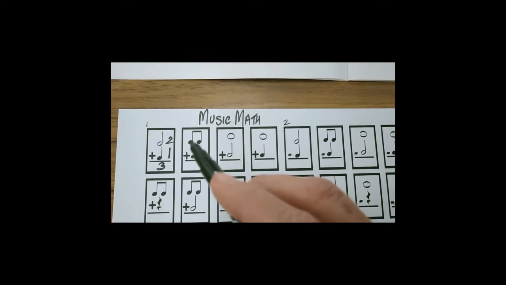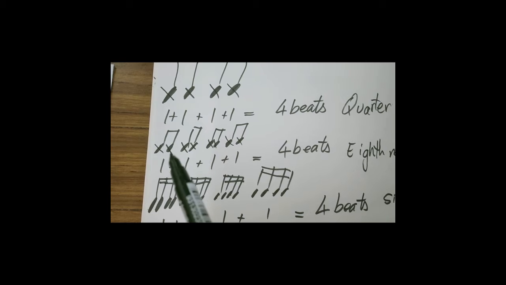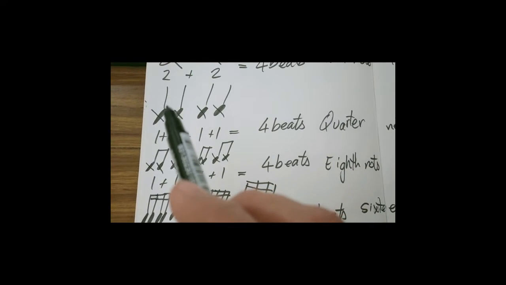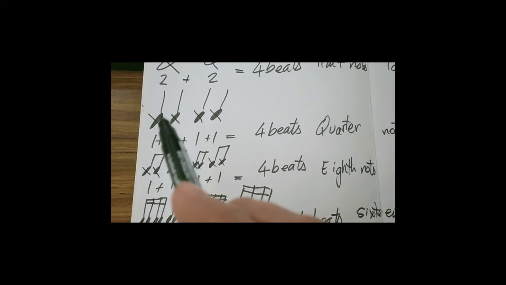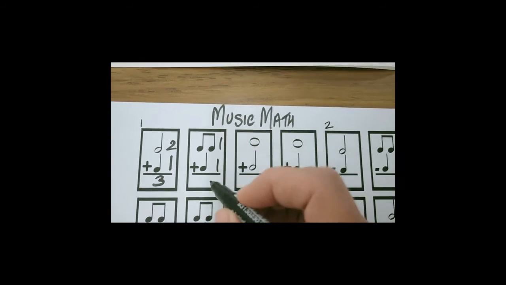Let's have a look at the ti-ti plus a ta. As you know, a ti-ti is worth 1 beat, but it is 2 sounds to 1 beat, whereas a ta is worth 1 beat and it is 1 sound on the beat. So 1 plus 1 equals 2.